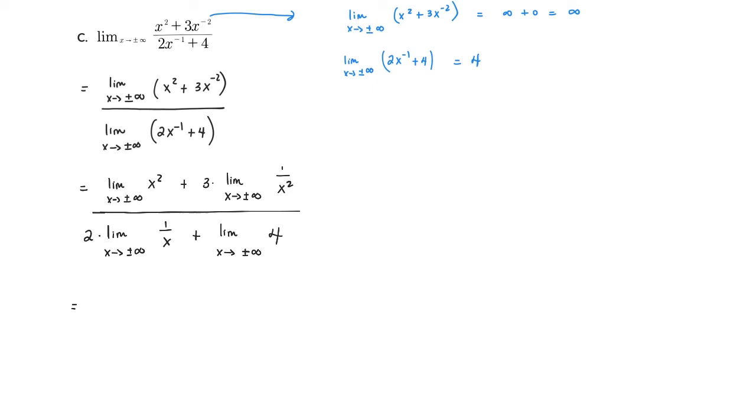In the numerator, based on what we discussed from here, we know that the limit on top is going to be infinity plus 0, which is infinity, divided by 2 times 0 plus 4. So that will be infinity divided by 4. That is going to be equal to infinity. So then we discovered that this limit at infinity is an infinite limit as well.